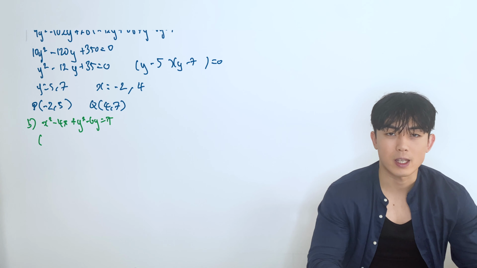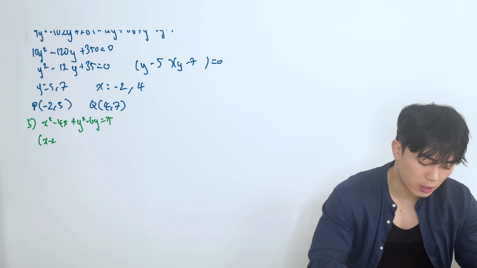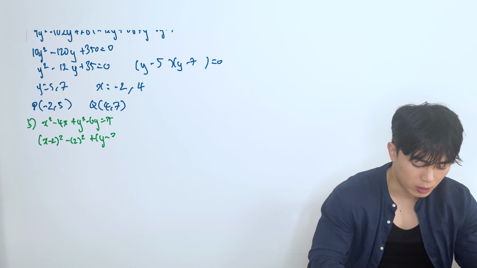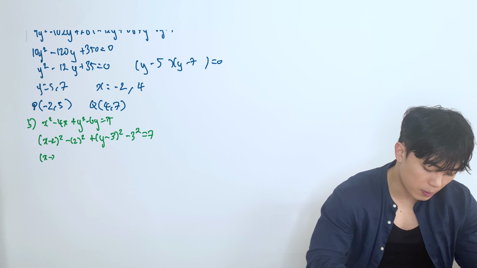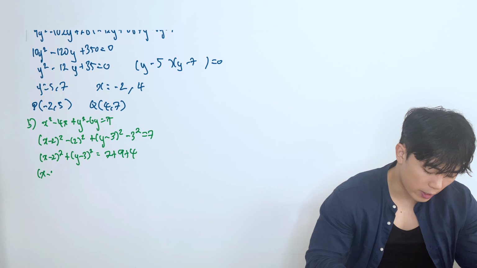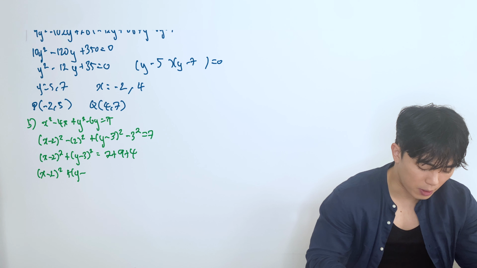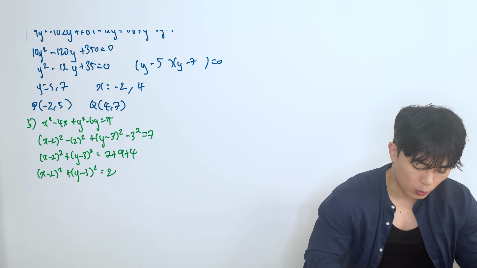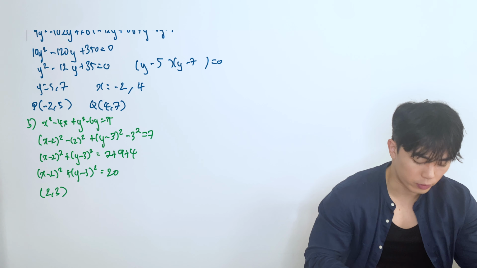Dealing with x and y separately or independently, well, (x minus 2) squared plus (y minus 3) squared is 7. So (x minus 2) squared plus (y minus 3) squared is equal to 7 plus 9 plus 4. So (x minus 2) squared plus (y minus 3) squared is equal to 20. So the center of the circle is (2, 3).